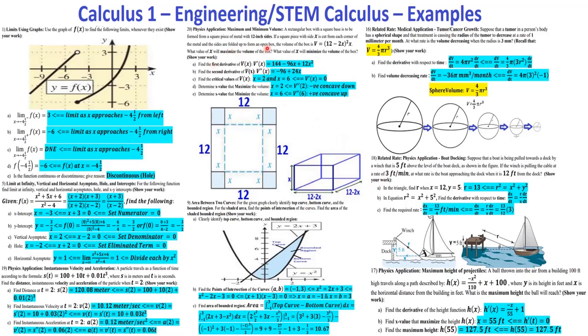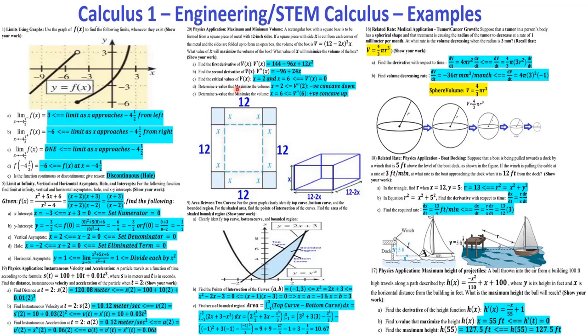So then to find the maximum volume, and the minimum volume for that matter, you take the derivative. The derivative of this is 144 minus 96x plus 12x squared. So that's the first derivative. If you take the second derivative, it is minus 96 plus 24x. If you set the first derivative equal to 0, you will end up solving this equation, and you will get x equals 2 and x equals 6.